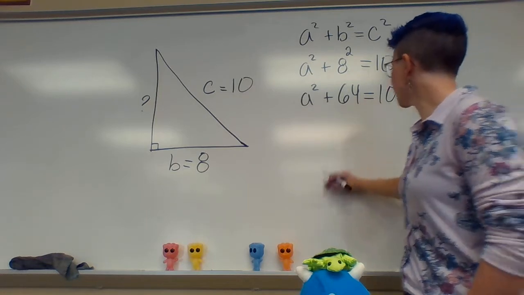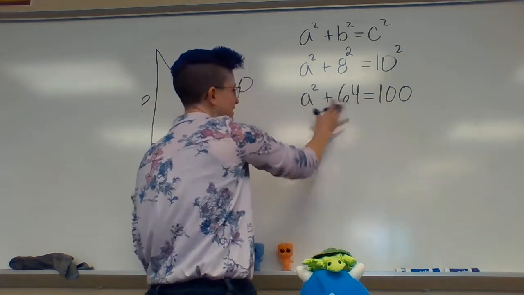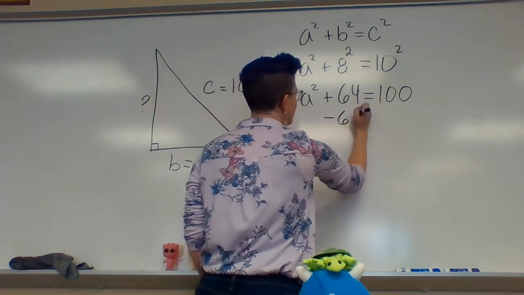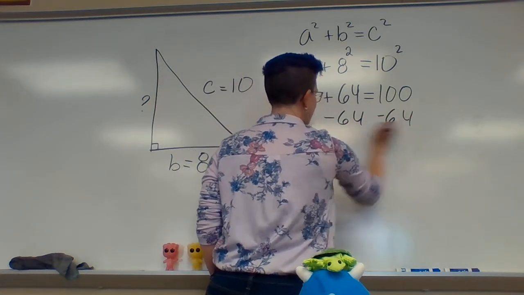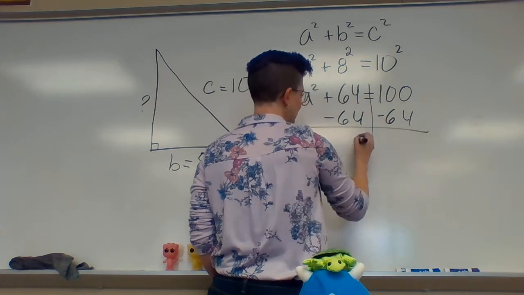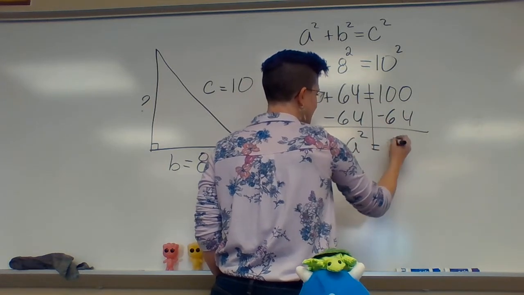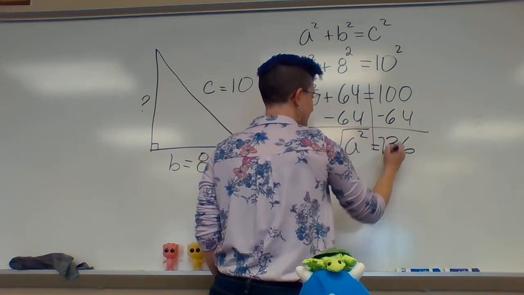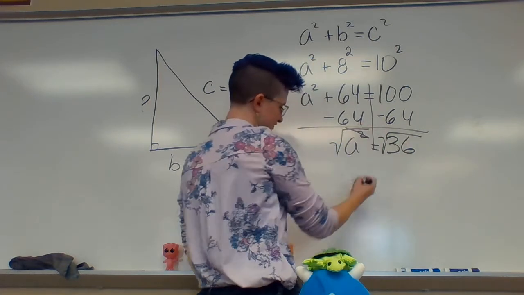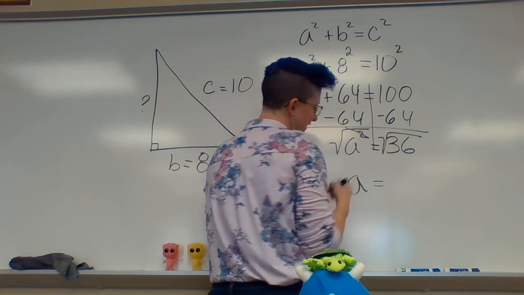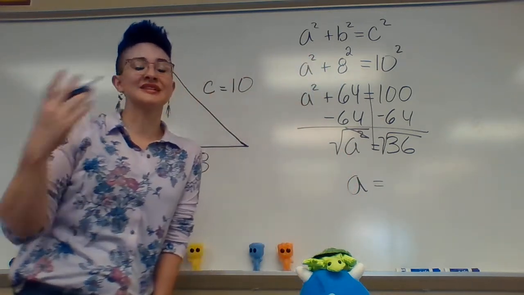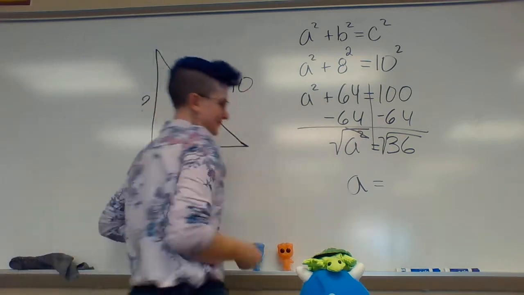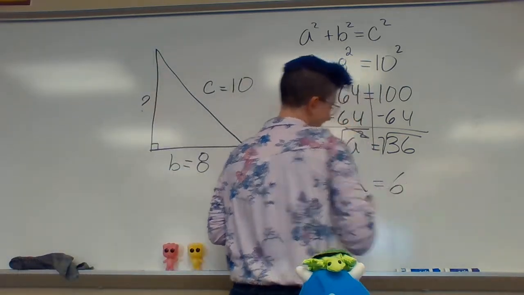So now what we're going to do is subtract the thing that's keeping a from being by itself, which in this case is 64. Subtract that from both sides. We're left with a squared equals 36. Then we take the square root of both sides. That leaves just the base a, because that's all I want. And then the square root of 36 is, drumroll, 6. You see, that was an accident. I didn't mean to do that.